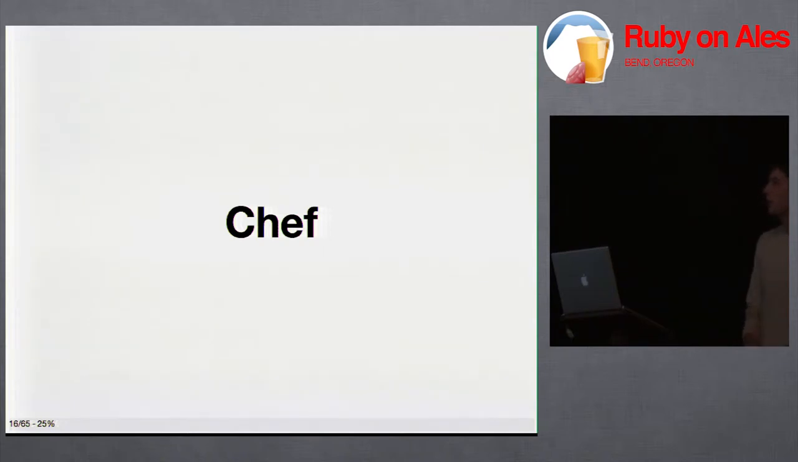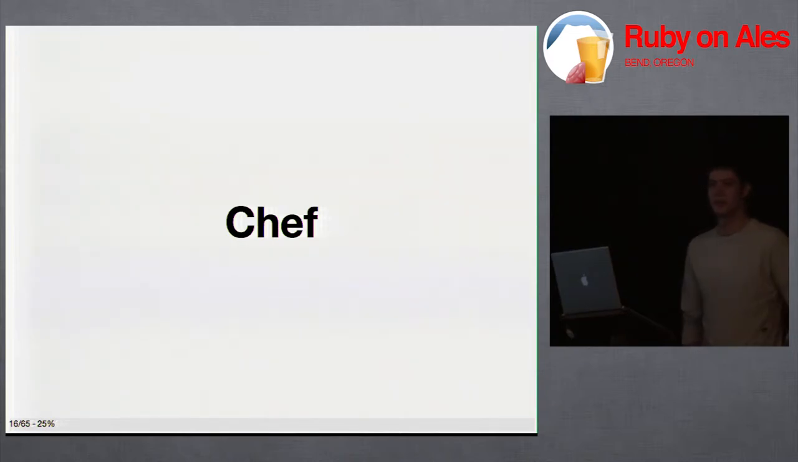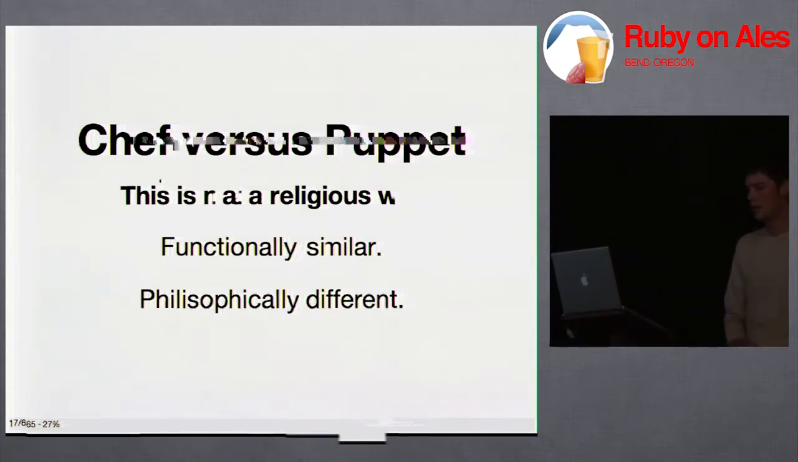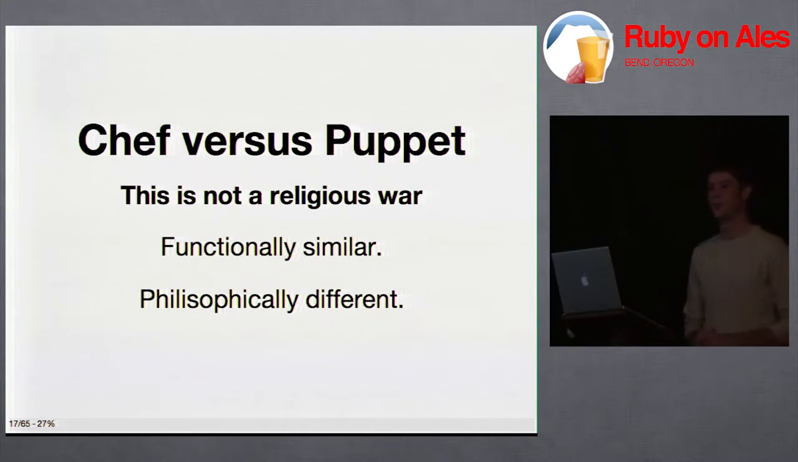So now I'd like to switch up and talk a little bit about Chef, which maybe more people in the room have experience with. Chef is a very similar system to Puppet and has a lot of religion on both sides of it. I'm not here to start that religious war again. I am here to make a couple of comparisons. They're functionally very similar packages. Both of them are about systems administration tasks expressed as code, but they have very different philosophies about how to implement it.